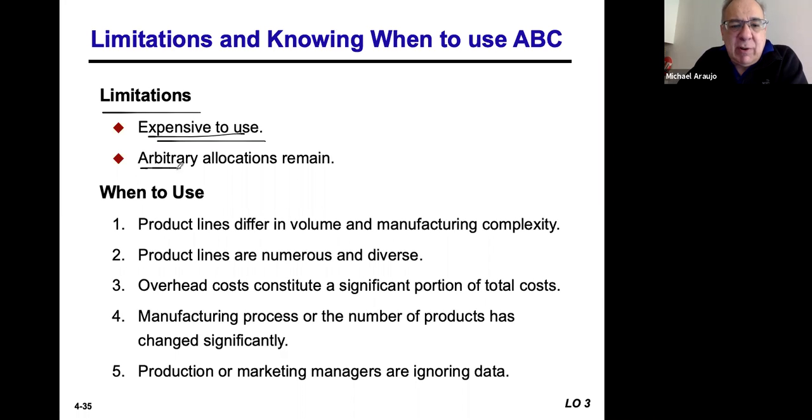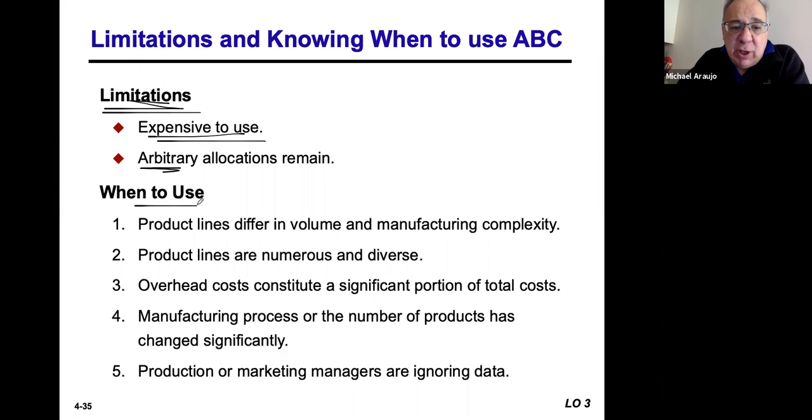And there are still arbitrary decisions being made. There's a cost, and I'm not really sure where to put it. It doesn't fall into this category or that category, but it's part of the costs. So there's still some arbitrary things going on regarding it. So ABC is a really good system. It's very useful to a lot of companies, but it does come with a few limitations. Those are the big ones.